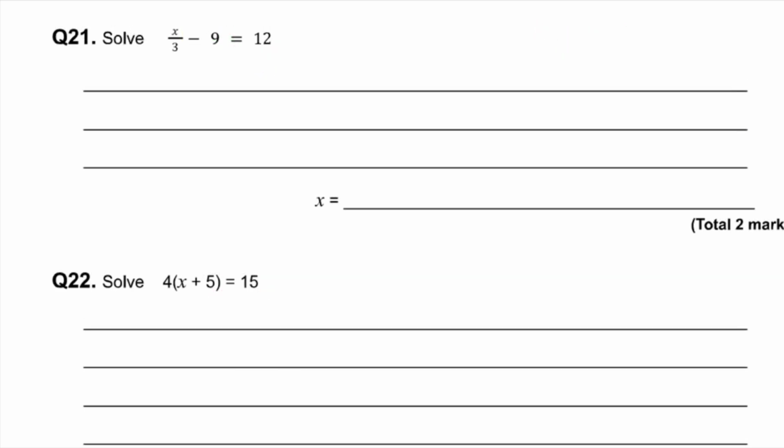Question 21, I've got x divided by 3 minus 9 is equal to 12. Again, we're going to be using BIDMAS backwards. So what have we got here? We've got a division and we've got a subtraction. So doing BIDMAS backwards, we're going to do the subtraction first. We're going to do the opposite of the subtraction. So rather than subtracting 9, we're going to be adding 9 to both sides. That will cancel off with that. It will leave me with x over 3 is equal to 21.